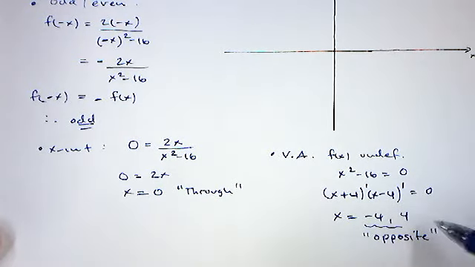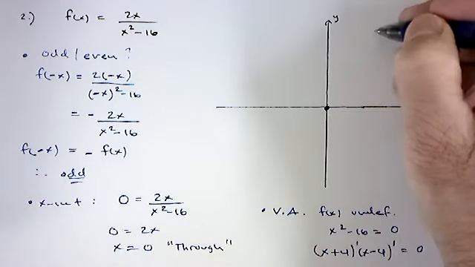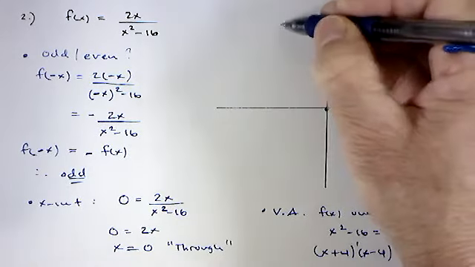Opposite means if on one side it goes up, the other side it goes down, or vice versa. Okay, in fact, let's add those to our graph. We have an x-intercept of 0, and vertical asymptotes at x equals 4 and x equals -4.